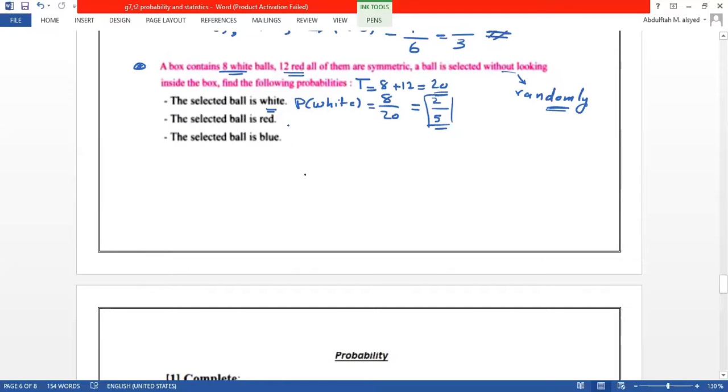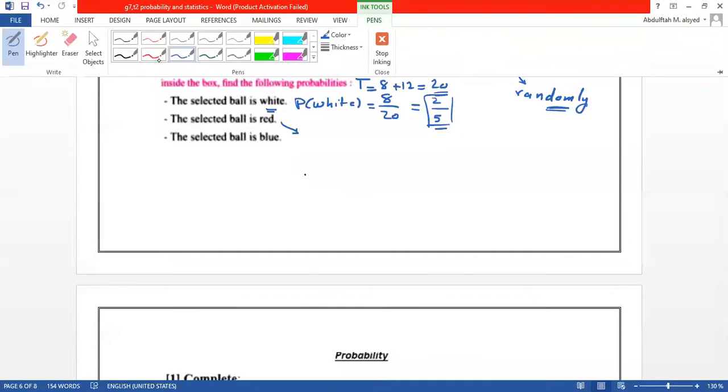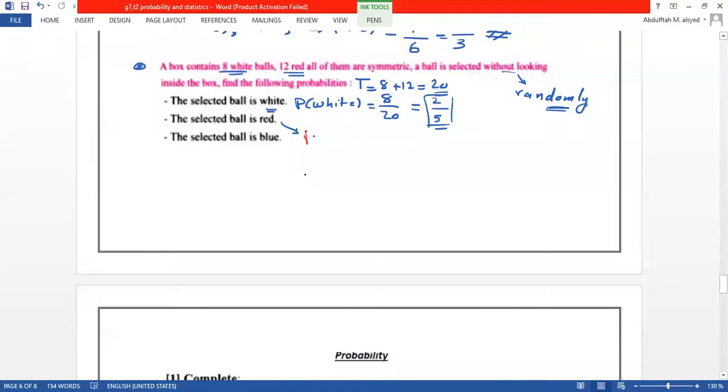What is the probability of getting red? The probability of selecting a red ball. What is the number of red balls? 12 over the total number of balls, 20. By dividing by 4, 12 divided by 4 is 3, 20 divided by 4 is 5. So this is the probability of getting a red ball.